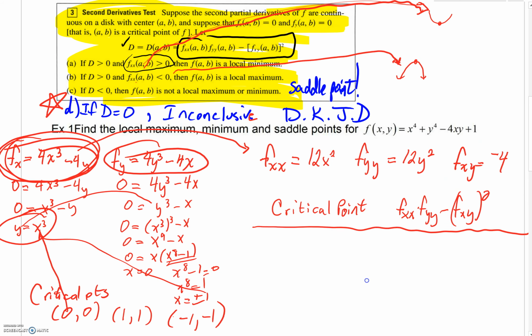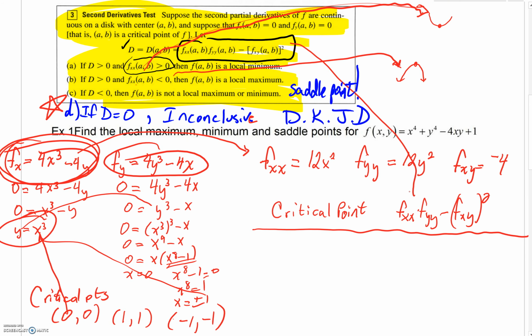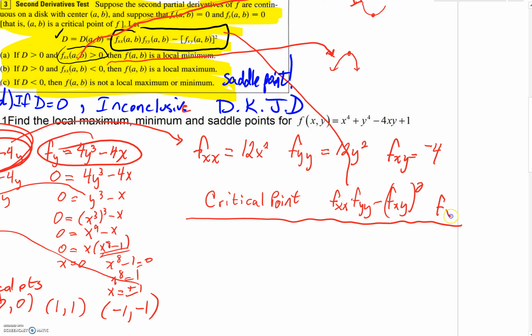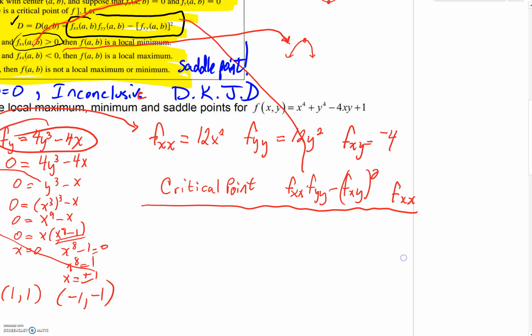And I'm just copying that from this yellow box right here. We're going to have our second derivative with respect to x right here, and then we'll have our conclusion. We are starting with the critical point (1, 1). When you plug in x equals 1, y equals 1, well, 12 times 1 squared, that's going to be a 12. The f_yy down here, plug in a 1, that's going to be another 12. And then we're going to say minus, well, this f_xy is just negative 4.